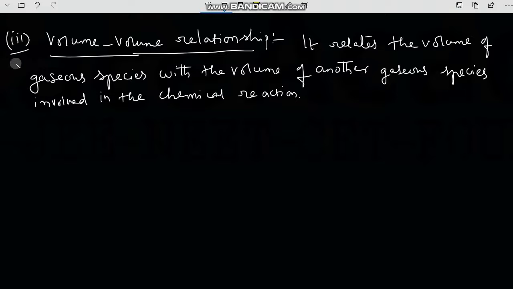Let us see the third method of gravimetric analysis, that is volume relationship. It relates the volume of a gaseous species present in the reactants with the volume of another gaseous species present in the products involved in the chemical reaction. For this concept we will consider an illustration.